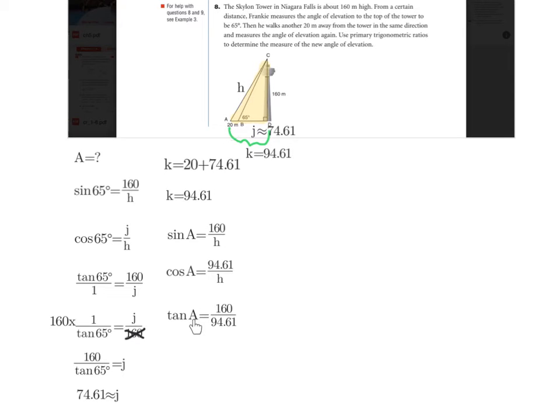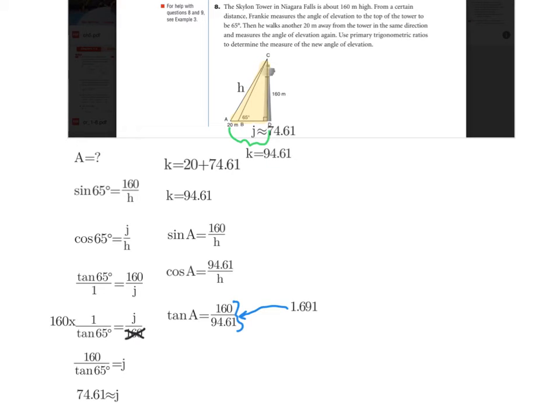Right? So here we got tan A equals 160 over 94.61. We only have one variable. It's the variable A. The problem is it's kind of attached to tan here, right? So how do we get rid of that? Well, we're going to have to find out what angle this A value is, so that when I say the tan of that angle, it's going to be equal to 160 over 94.61, which, by the way, is about 1.691.